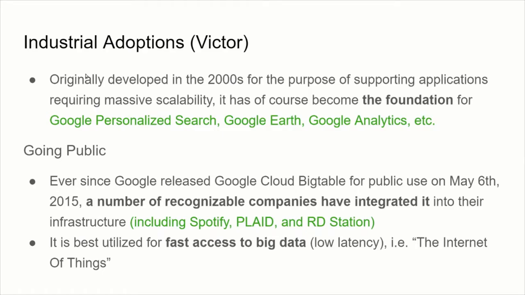So let's look at some industrial adoptions. We can see these applications within Google itself, as of course they've been working on this NoSQL system for years, and it has become very elaborate and basically the core of their entire company. They use it for Google Search, Google Earth, Google Analytics, everything you can think of that's under the Google company umbrella. With it being such an efficient system, Google decided to go public with it in 2015, and since then many companies have implemented it.